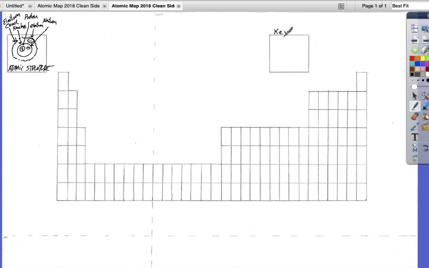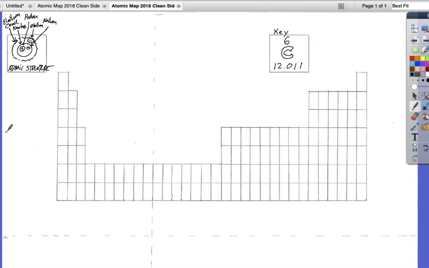Okay, key. You'll find that most periodic tables use carbon. Carbon's fairly simple, it makes for a good key. So we have to have a couple things. First of all, carbon's atomic number is 6. Its symbol is a capital C. And then its atomic mass is 12.011.